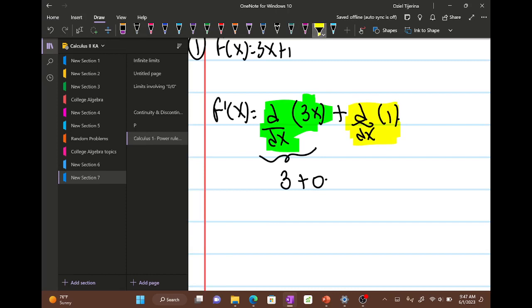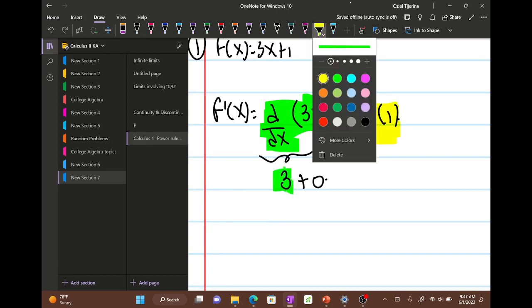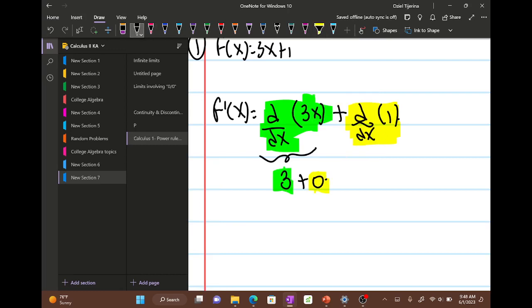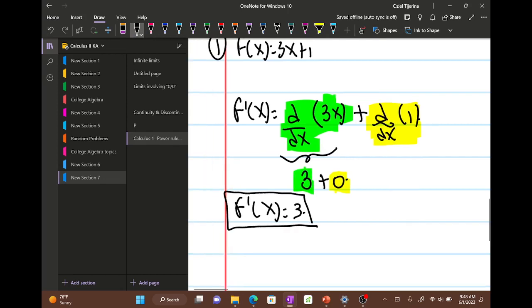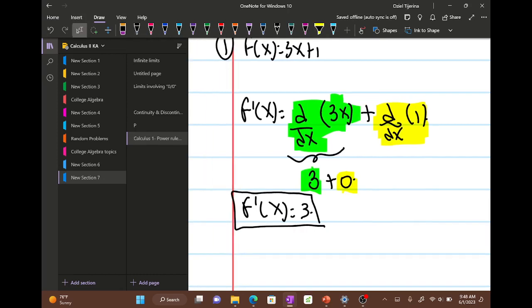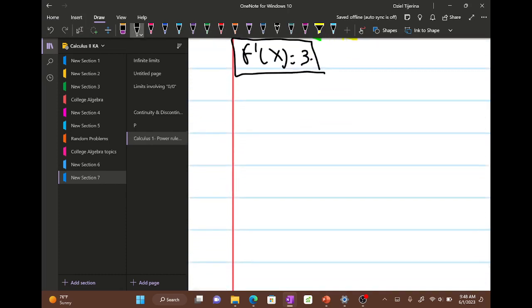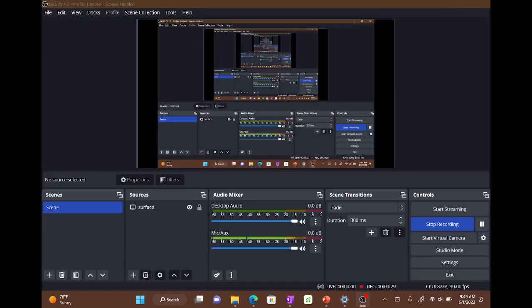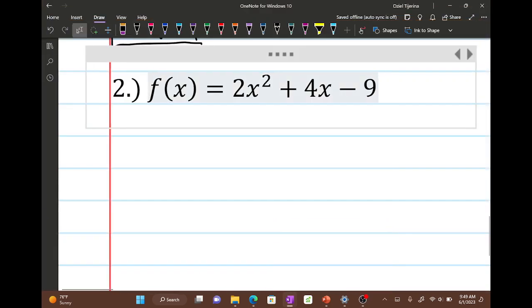So basically this is 3, and then this part is 0. So then f prime of x is just going to be 3. And that's our answer, right? I'm going to do another one. Let me write a different one. All right, so this is another example.